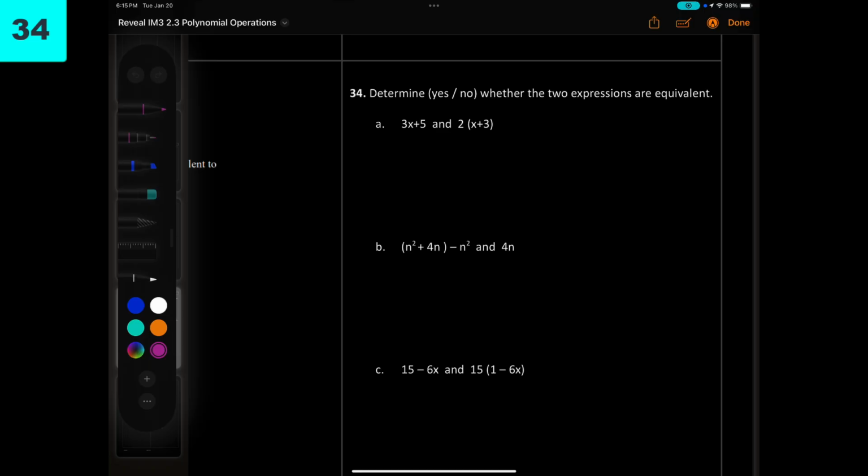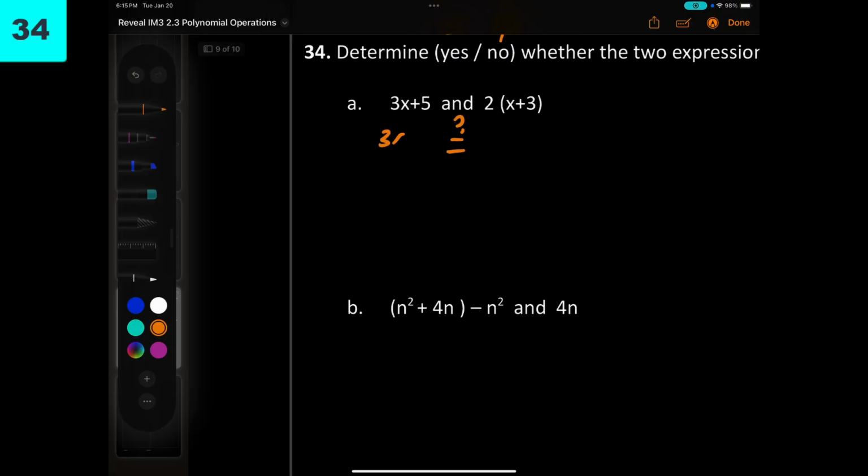Hey guys, let's go over number 34. Determine yes or no. So yes, they are equal, or no, they are not equal, whether the two expressions are equivalent. So we're just asking a question, are these equal? Well, on this side, I can't simplify, and this one I can. So I have 2x plus 6, you're multiplying there. So those are not exactly the same. The answer is no, so they're not equivalent.